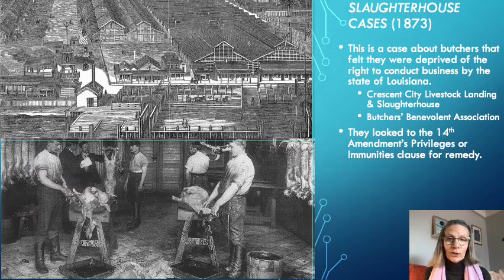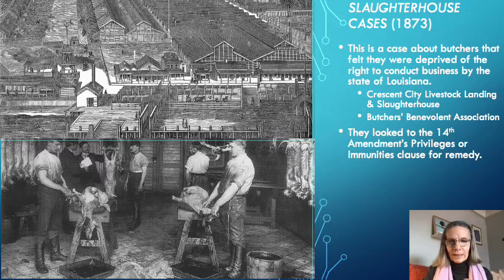They actually also looked at other provisions of the 14th Amendment. They looked at the due process clause. They said that their liberty had been taken away without due process. They also said that they were being discriminated against, so they looked at the equal protection clause. And they even argued that they had been put into involuntary servitude because they had to get a stall from the corporation, right? Basically making them slaves, right?